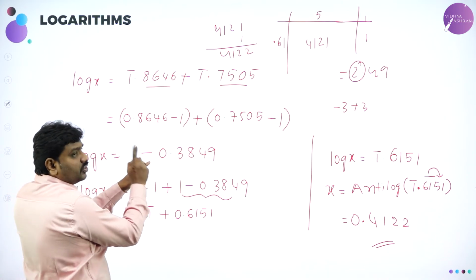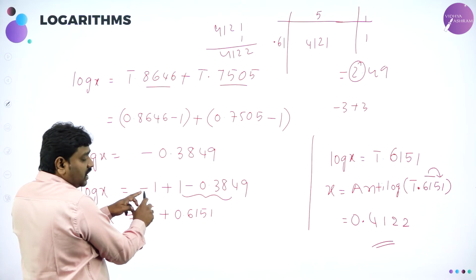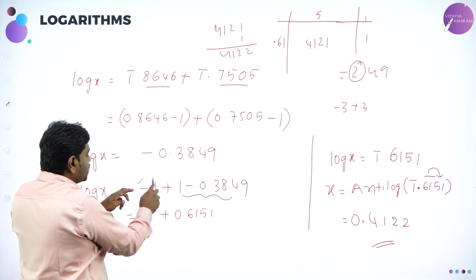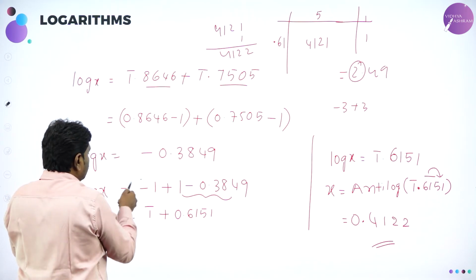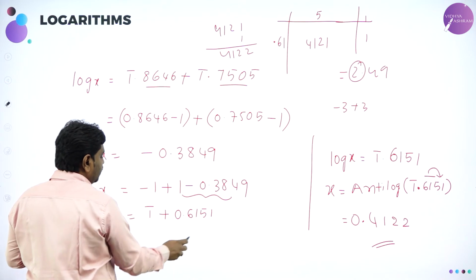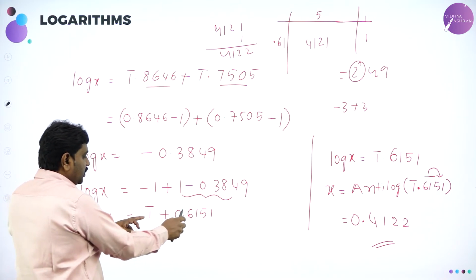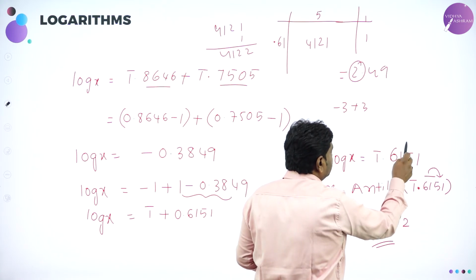1 more than 0 is 1. So add and subtract 1. Minus 1 plus 1 you should do. Always start with negative, then positive. This minus 1 you call it as bar 1. And this part you subtract, you will get this. And now you combine this. Bar 1, 0.6151. And anti-log you should see.